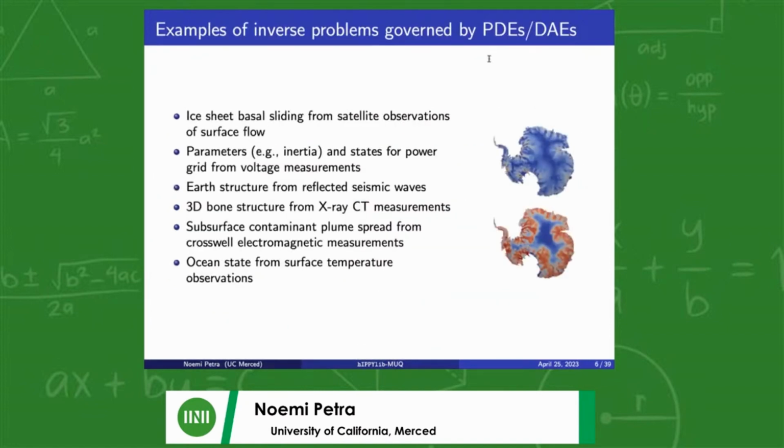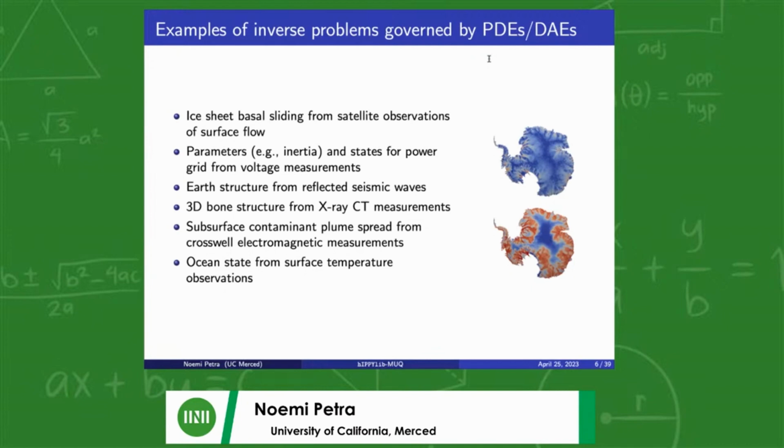So a couple of examples of inverse problems governed by PDEs, or even differential algebraic equations. I would start with one of my favorite ones because I've spent a lot of time doing research in this area: ice-sheet basal sliding from satellite observations of surface flow. On the right, I'm showing two pictures. The top one shows satellite observations of ice flow velocity fields. That is real data from measurements.